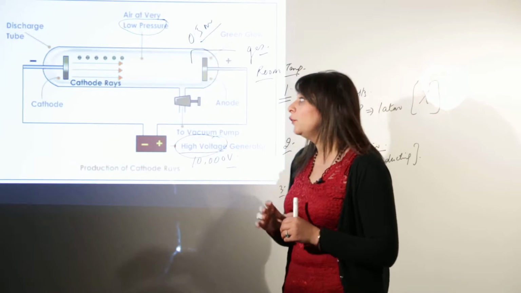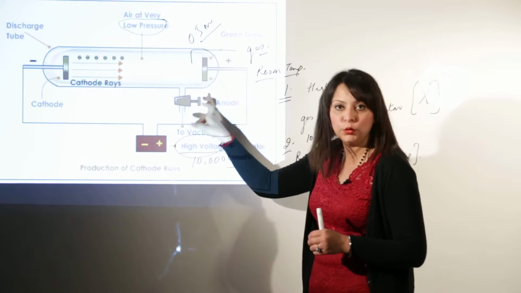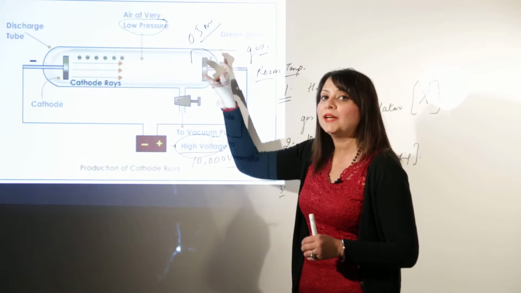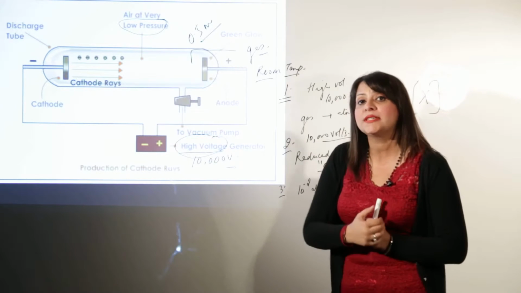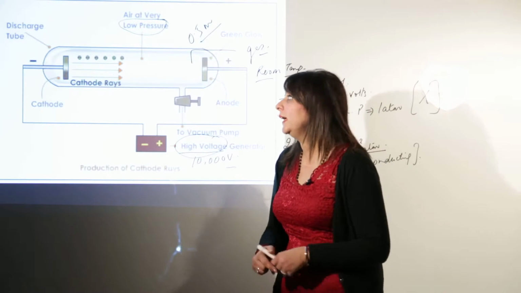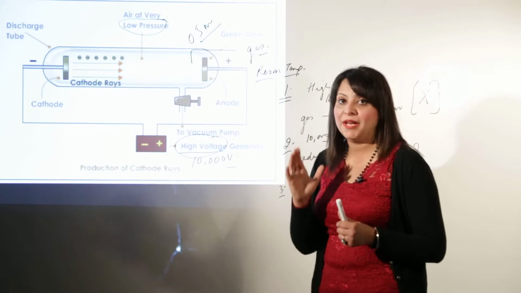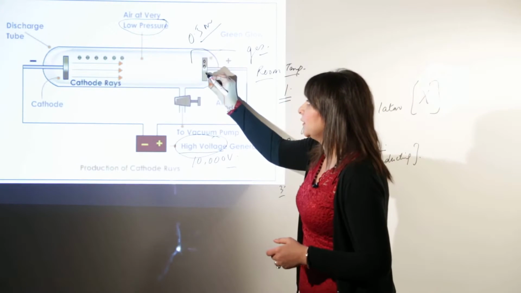But still he was able to see a faint glow at the side, the anode side. He was able to see that faint glow, but he was not sure whether the glow was really there or not. So to confirm that, he was very sharp minded. He made the anode perforated.